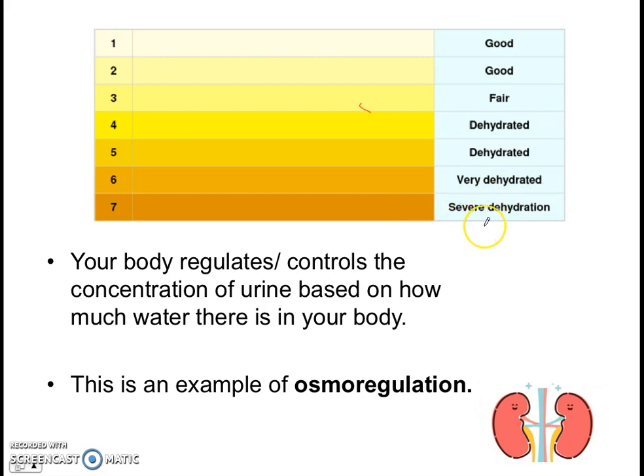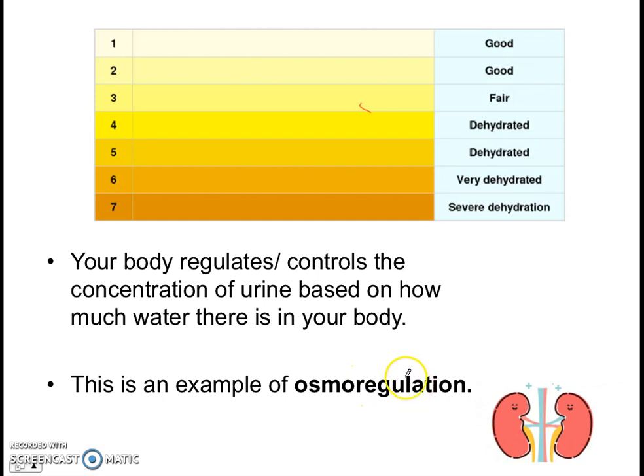The thing that we should take away from this is that the body regulates and controls the concentration of urine based on how much water there is in your body. And this is an example of what we call osmoregulation. Now, osmo, as we'll see later, has something to do with osmosis, osmotic pressure, and regulation is about keeping it under control.